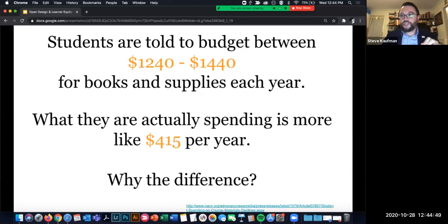So I want to ask the question in the chat, why do you think that there's a difference here? We tell students to budget between $1,200 and $1,400, but they're only spending about $415 a year. Why might that be? Let me look at the chat here. What do you guys think?